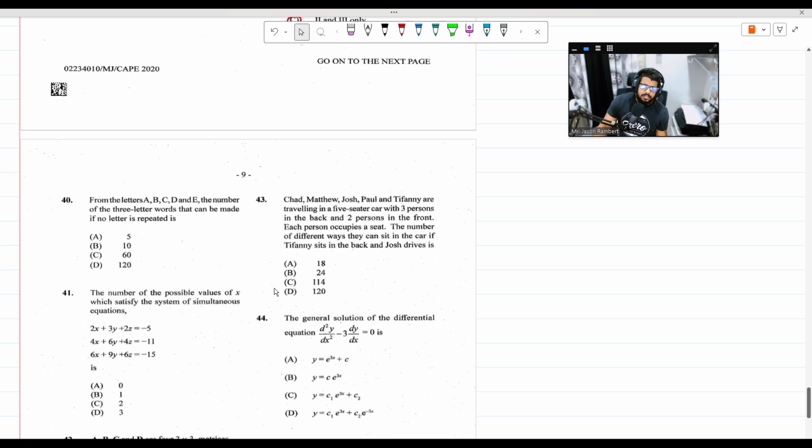From the letters A, B, C, D, and E, the number of 3-letter words that can be made if no letter is repeated is going to be 5P3, which is 60.